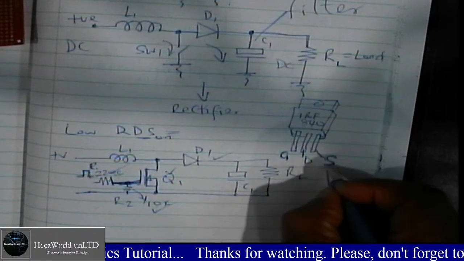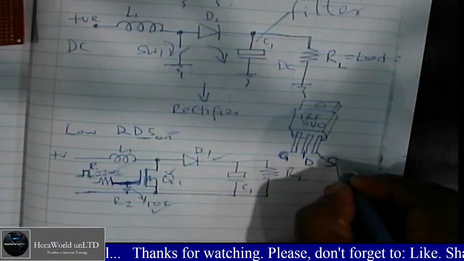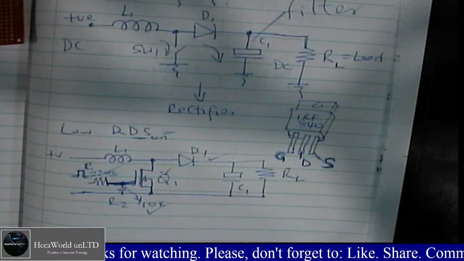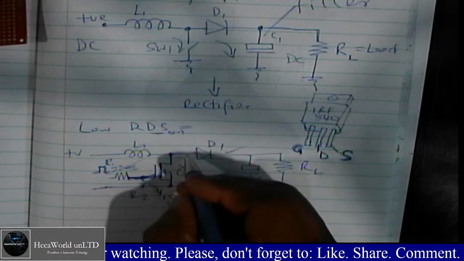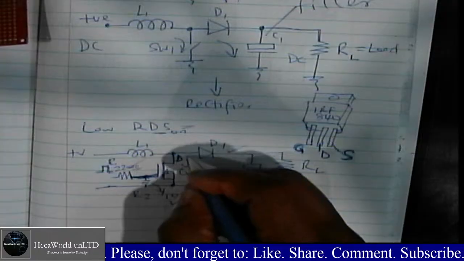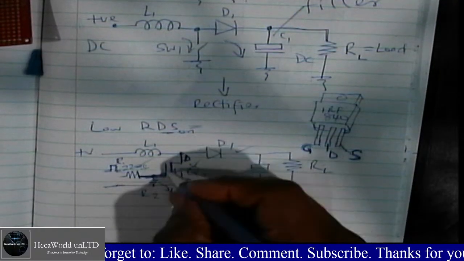So gate, drain, source. In this format, here's your drain, it's almost like your collector. Then here's your source. Since there are three, if you know two, you know the other one. The middle one is the gate.